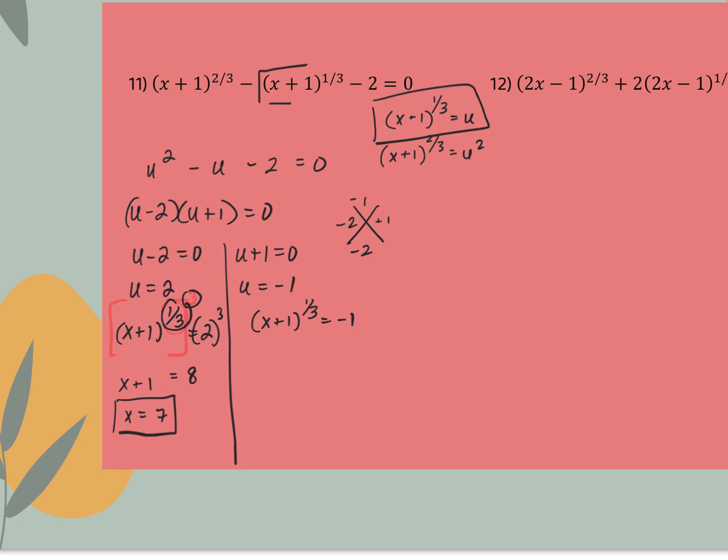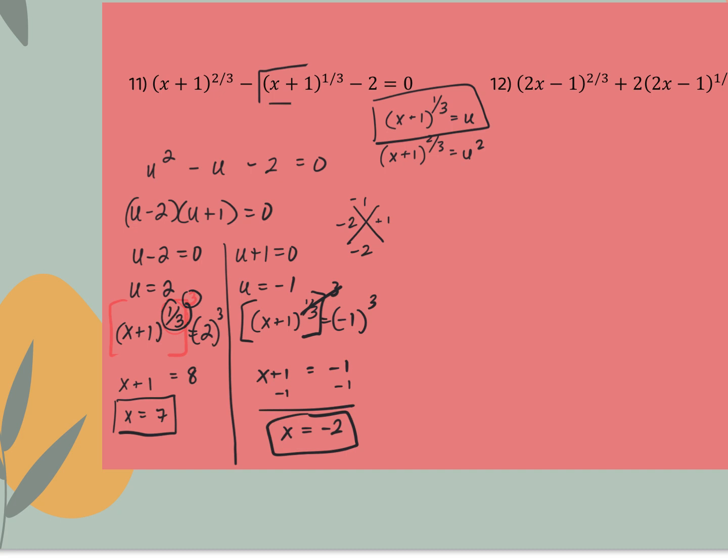Now, I come over to the other side, and I see here, again, x plus 1 to the 1/3 power equals -1. Again, if I cube this side, these are going to cancel, leaving me with just x plus 1, so I'm going to cube this other side. And then -1, x equals -2. And so you have two solutions here. You have a 7 and you have a -2.